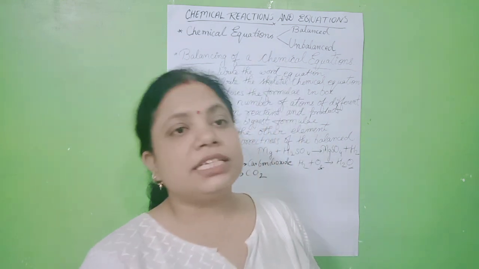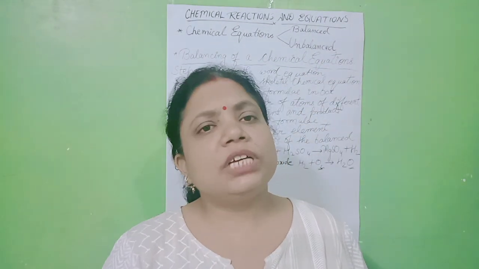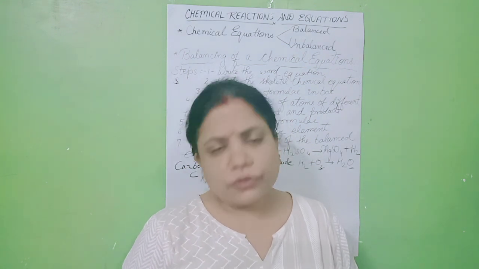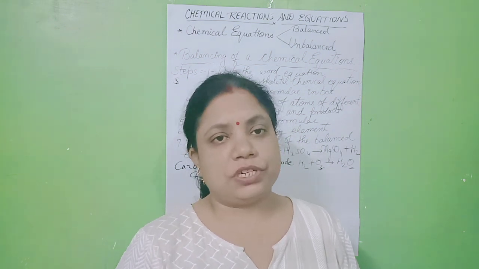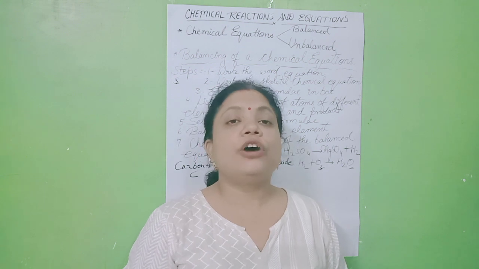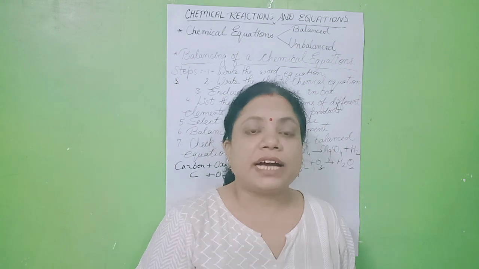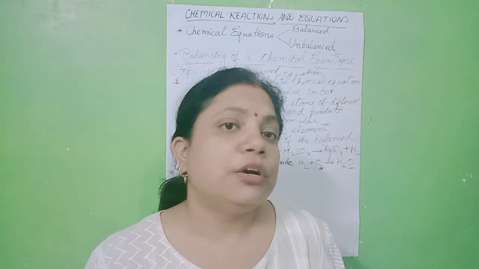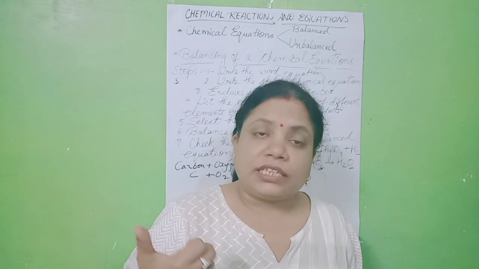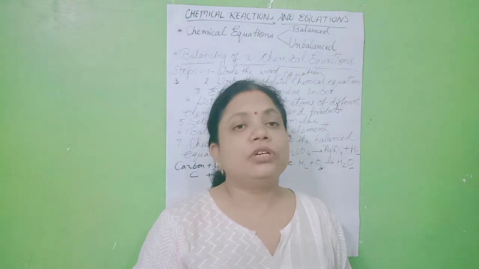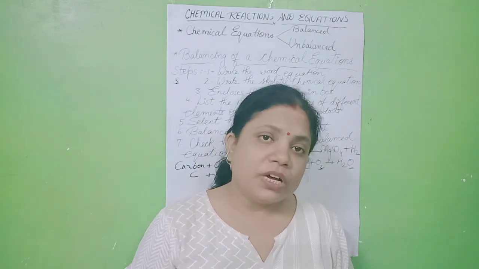Fine. Now let's see another part, that is balancing of the chemical equation. What is the importance of balancing the chemical equation? Students, it is important to balance the chemical equation because it satisfies the law of conservation of mass, which states the total mass of the reactants should be equal to the total mass of the products. That means the total number of atoms should be equal to the total number of atoms present in the products. So it is important to balance the chemical equation to follow the law of conservation of mass.